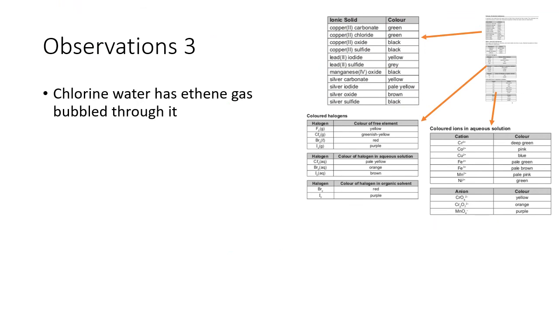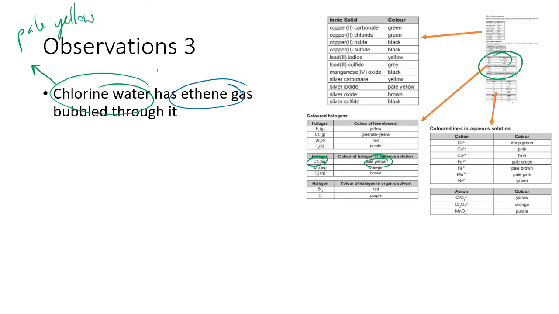Lastly, chlorine water. Okay, so this is our halogen water. Halogen water is the color of halogens in aqueous solutions. Right? And that's in the middle portion of it. And chlorine water, which is this one, which is pale yellow. Okay, so this is pale yellow. Ethene gas, ethene and all of the hydrocarbons are effectively a colorless, odorless gas.